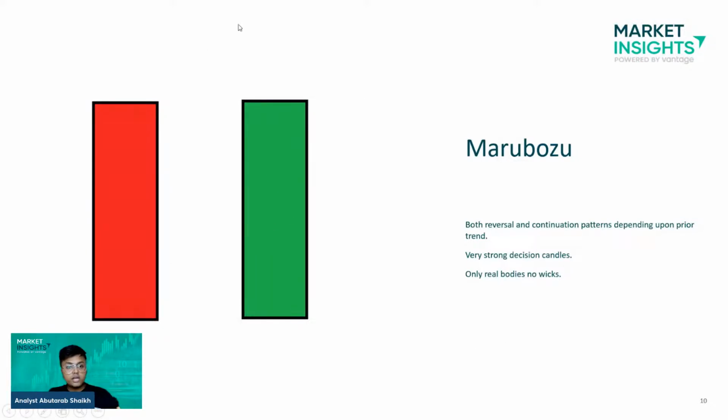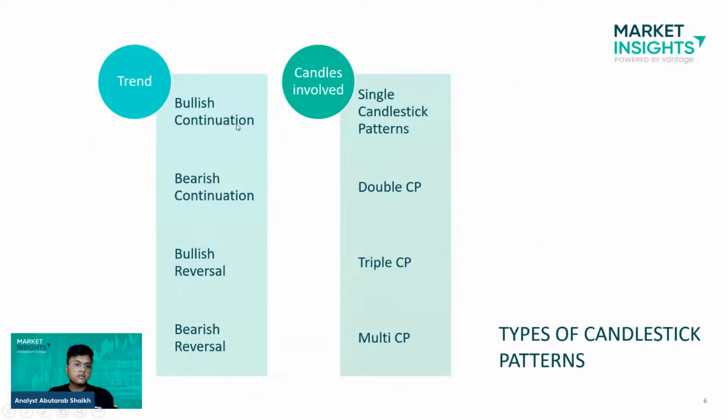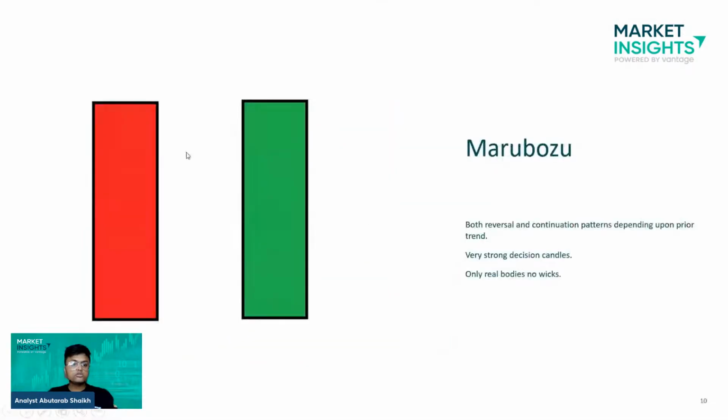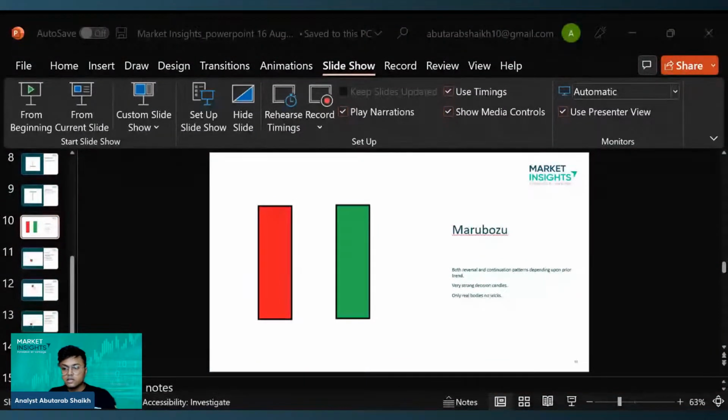These are very strong candles. These are both reversal and continuation. I told you, right? There are two types of thing, continuation and reversal. Marubozus are both, depending upon the trend in which they occur. Now, if there is an uptrend and there is a red Marubozu, what does this suggest? Anyone in the comment box? Quickly comment. If there is an uptrend and this red Marubozu occurs, what will happen?